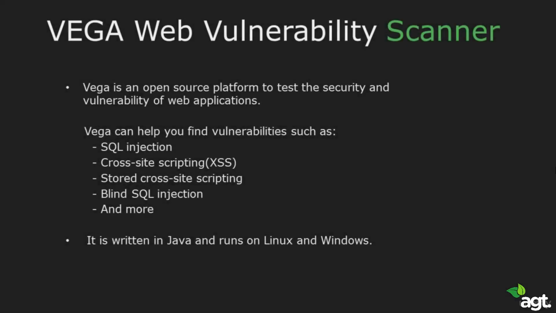Hi and welcome back. In this lesson I'm going to teach you how to use Vega. Vega is a free web security scanner for testing the security of web applications. This tool can help you find vulnerabilities such as SQL injection, cross-site scripting, blind SQL injection, and a lot more. Vega is written in Java and runs on Linux and Windows. But for this tutorial I'm going to use the Windows version.